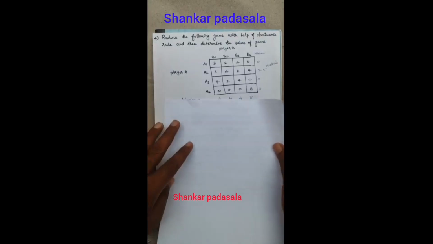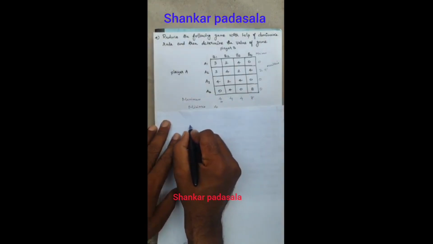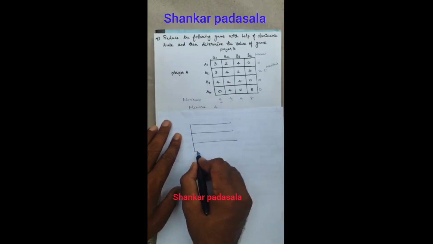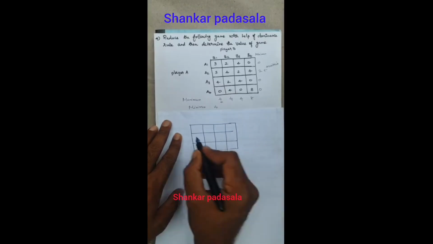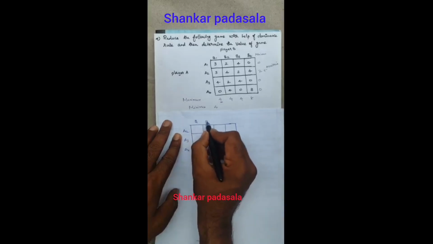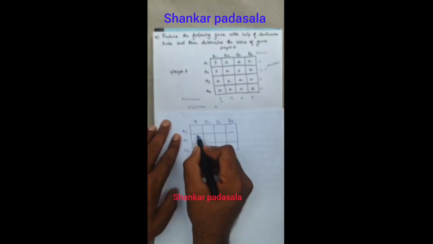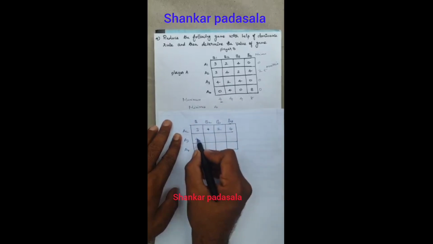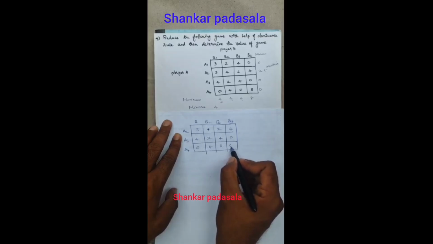Now after removing this, if you go and write down the rows A2, A3 and A4, and columns B1, B2, B3 and B4, the A2 values are 3, 4, 2, 4, and A3 values are 4, 2, 4, 0, and A4 values are 0, 4, 0, 8.